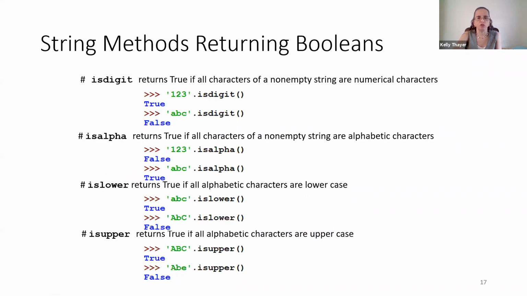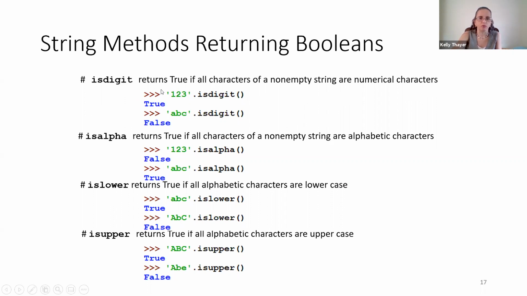String methods return Booleans. There are a number of this type, and so the different ones are isdigit, isalpha, islower, and isupper. They're easy to remember because they all start with is, and it's useful to think of them as asking the question, is this a digit? Is this an alphabetic character? Is this lowercase? Is it uppercase? It's going to return true if all characters of a non-empty string are numerical characters.